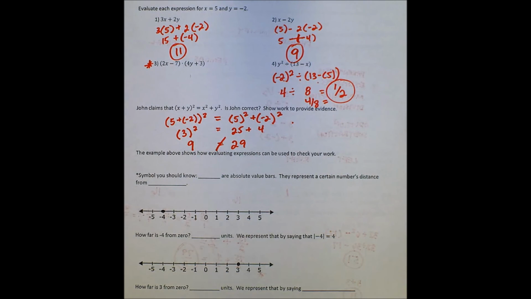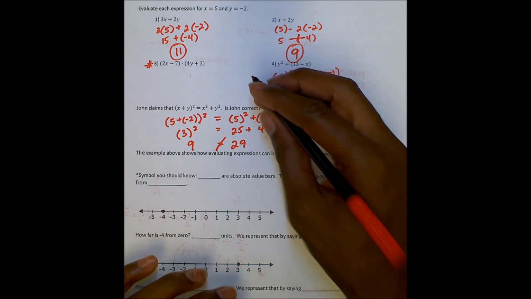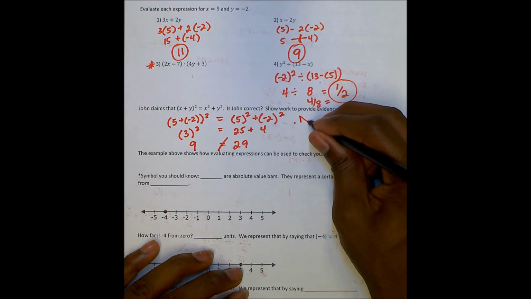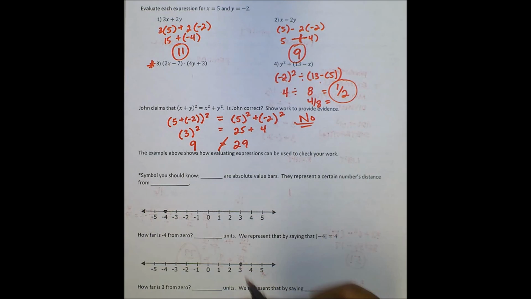So x plus y squared is not the same as x squared plus y squared. So is John correct? The answer is no, he's not. This example shows evaluating expressions can be used to check your other work.